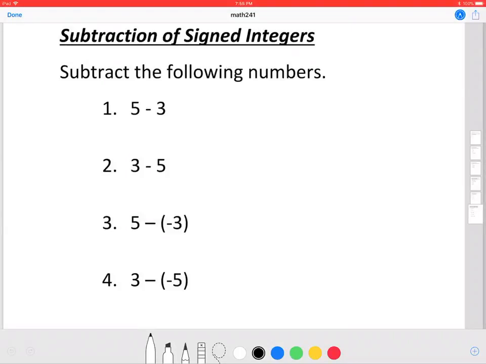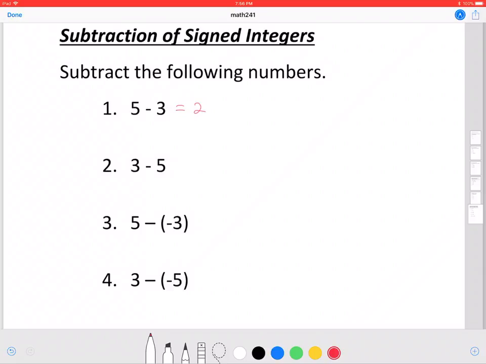In this video, we will discuss the subtraction of signed numbers. Remember, sign means positive or negative numbers. Okay, let's start. Number 1, we have 5 minus 3, and we all know that that is equal to 2.